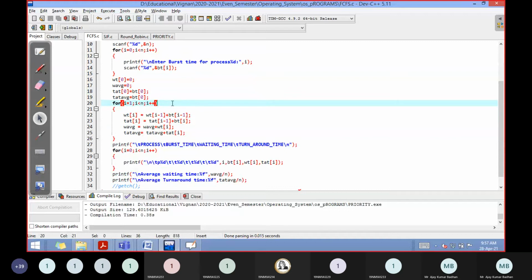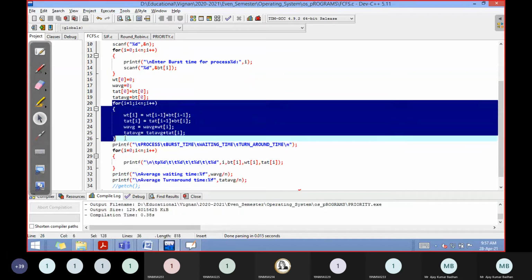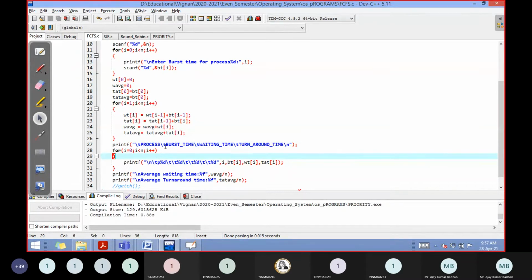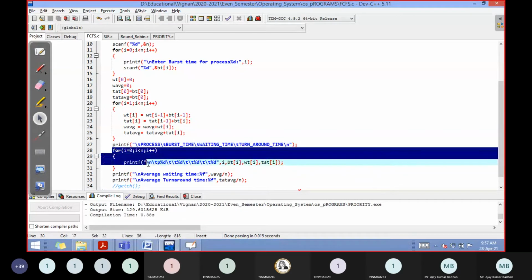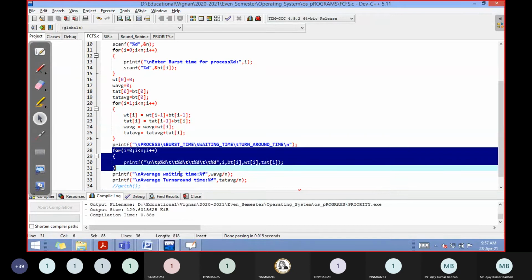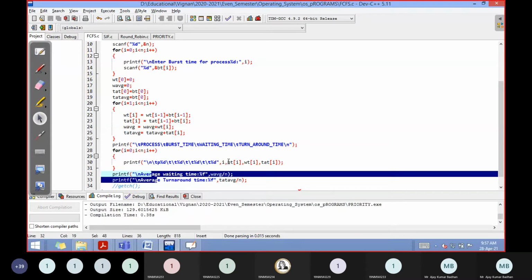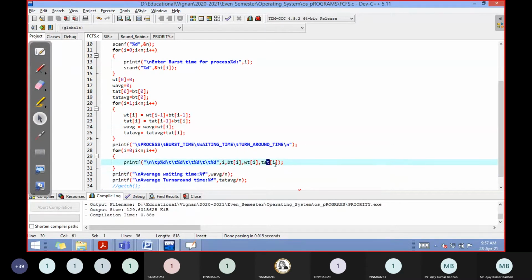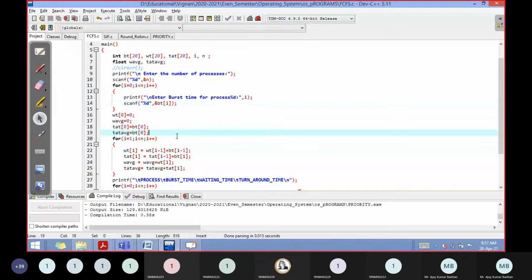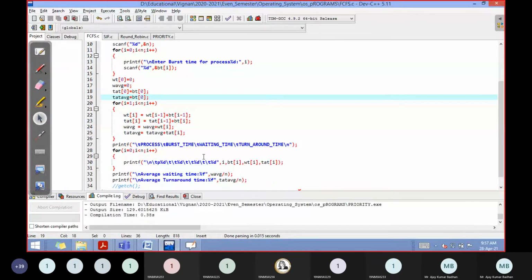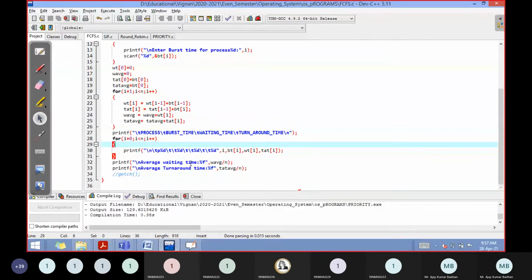Now let's see. Processes, and this is the formula, this is the logic that is important in order to execute. This is what you should understand here. After that, printing the statement: process, burst time, waiting time, and turnaround time. And since i equals 0, i less than n, i plus plus, I'm going to determine the average. So here I'm just printing the burst time, the waiting time, and the turnaround time. From where we are going to get it: waiting time and turnaround time are computed here, and burst time you will be getting from here. Now we are going to print the average waiting time and the average turnaround time. This is how we are going to give it.